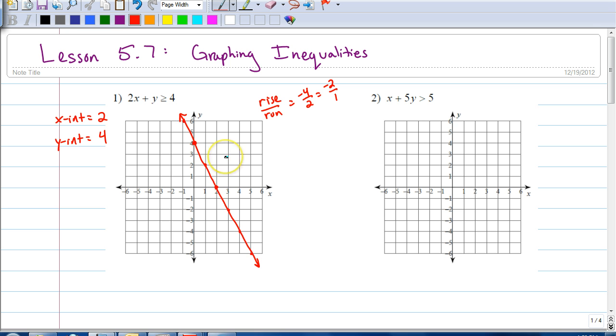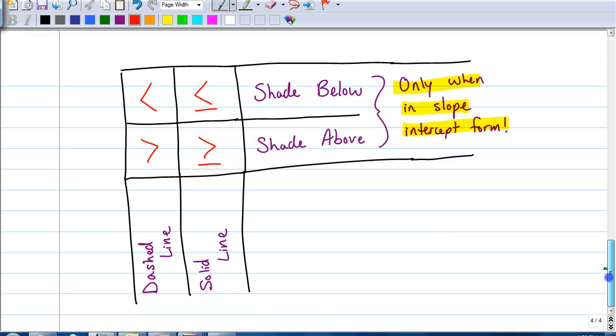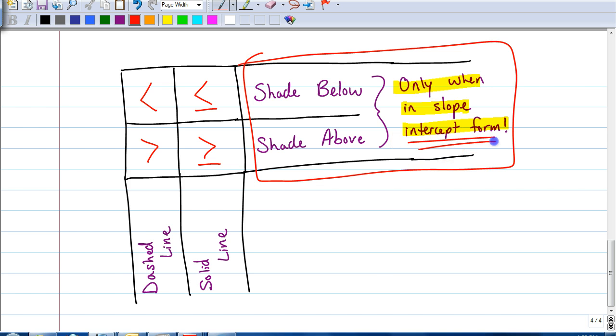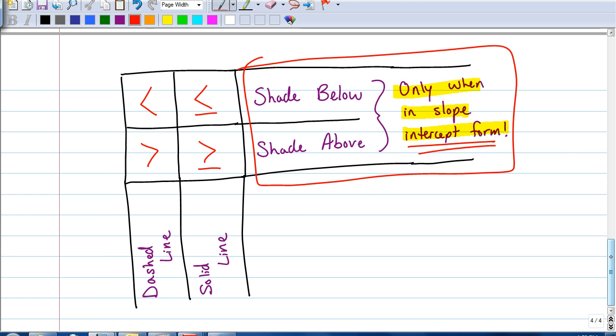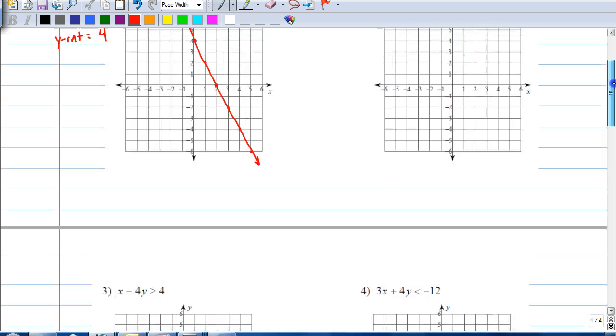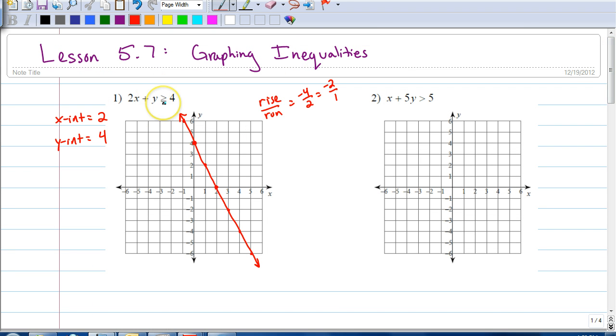Now I'm going to shade above or below this line. Now, for this particular example, remember when we had this table, we said that we could only use this trick if it was in slope-intercept form. So just because it's less than, we're not going to always shade below the line if it's in standard form. Or if it's greater than, doesn't always mean that it's going to be shaded above the line. So what we want to do is this.